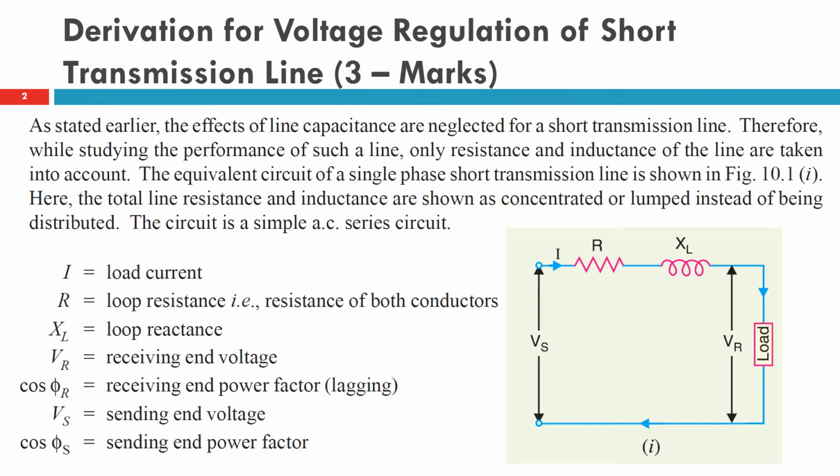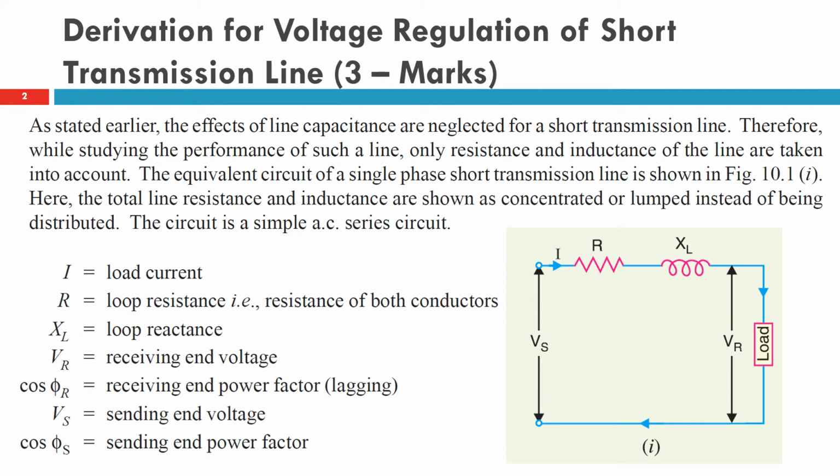In this figure, you can see the load is connected at the receiving end of the line. Voltage available at the receiving end is denoted as VR. This line is energized with sending end voltage Vs. So with this load, when the line is energized, the current will flow through this transmission line. This transmission line has the parameters resistance and inductive reactance.